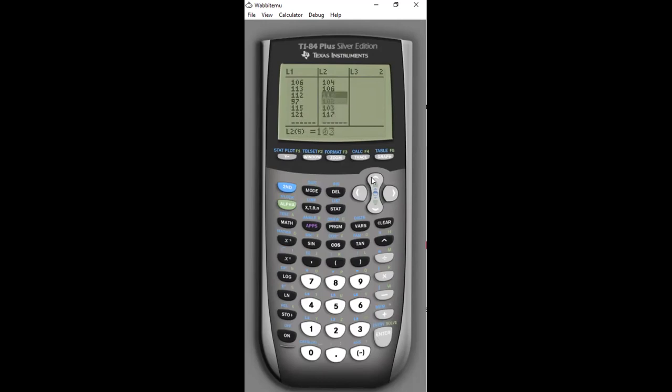Since this is a pair T, we want to do the twin A minus twin B. So I need to define the new arrays. Here's L3. So L3 will be the array L1, the second and the 1 minus the second and the 2. So you will get the differences here, right? So it's a 7, 2, 7. Okay, so we got the data input.